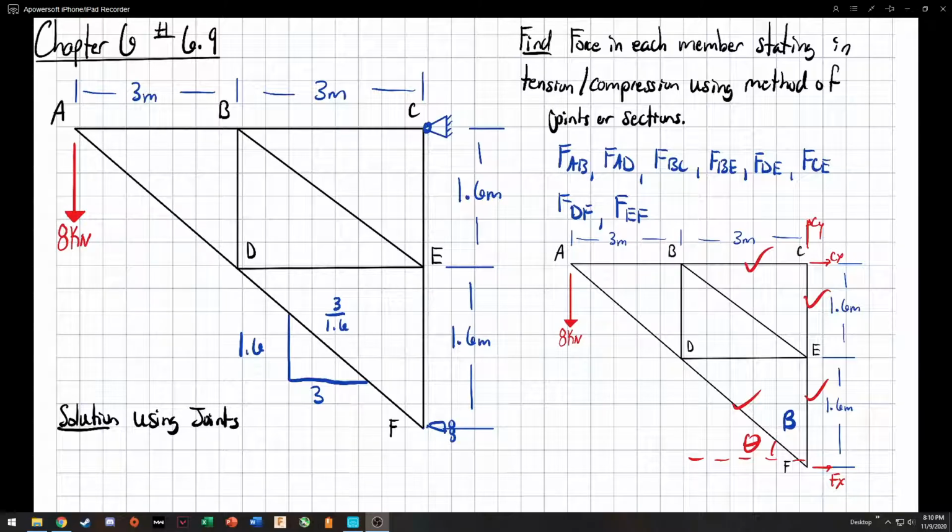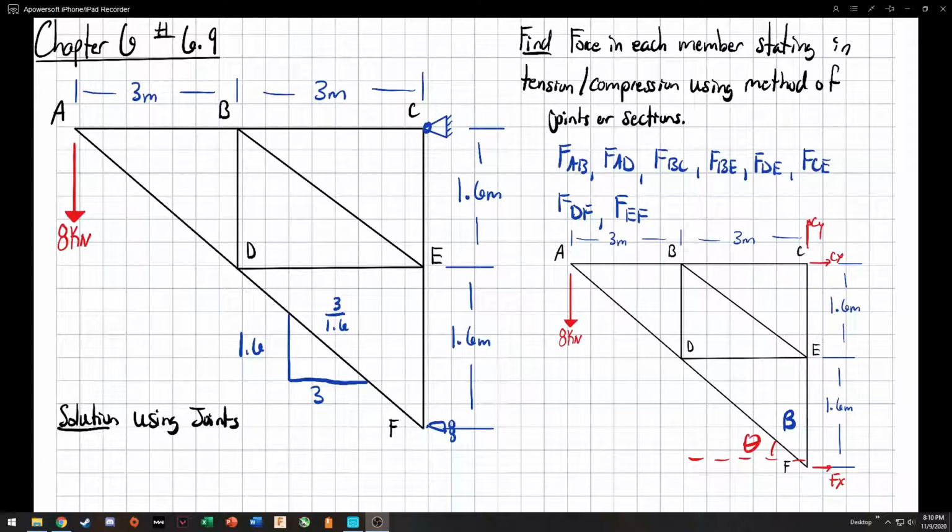So we need to find a way to do this. We need to know if we need to use method of joints or method of sections. Now, on the method of sections, you are restricted to only being able to make a cut through only 3 members.